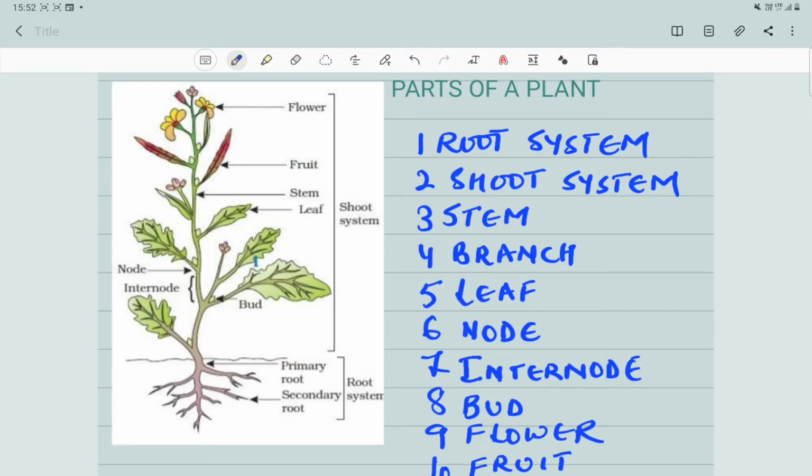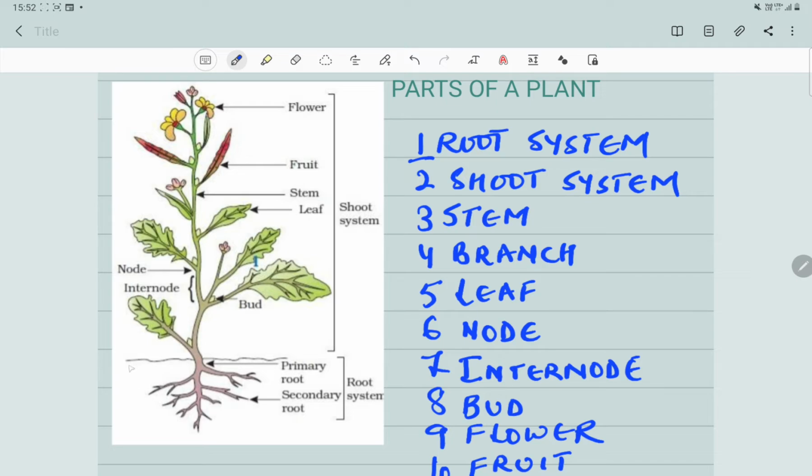In this video, we will learn about the different parts of a plant. Now on your screen, in the image, we have a diagram of a plant. Now all plants don't look like this, but this is how most of them look. Now the first part of the plant is called the root system.